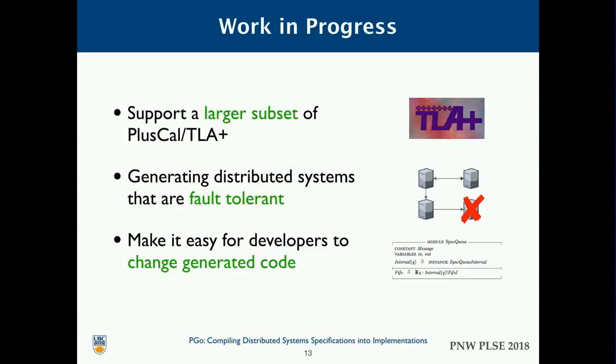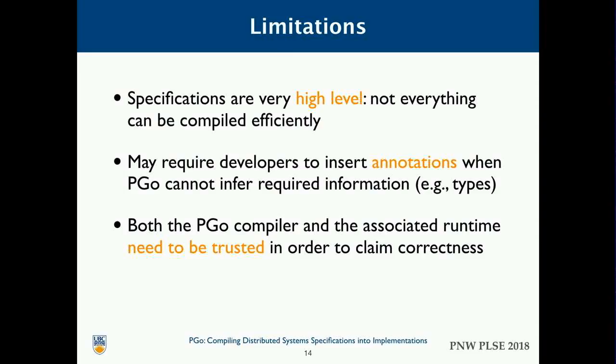As I said, work in progress is to support a larger subset of both +cal and TLA+, and generate fault-tolerant distributed systems. Right now, we don't deal with failures, and that is one of the challenges they're working on. And we want to make it easy for developers to change the generated code, because as soon as you start making changes to the code, all your bets are off, because you're again open to introducing errors in the process. So we want to leverage the TLA+ module system to have a well-defined boundary between generated code and handwritten code.